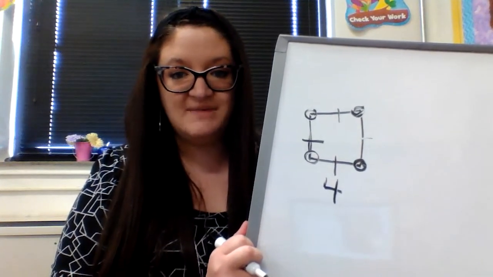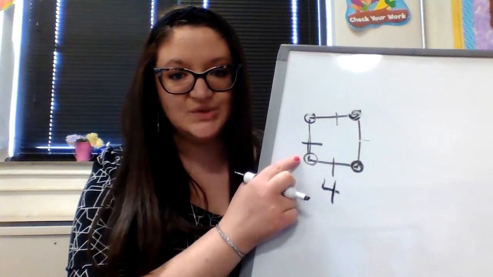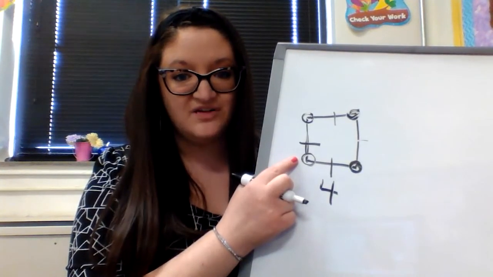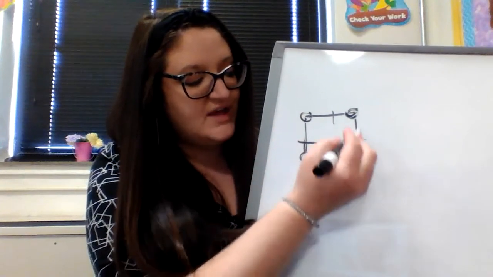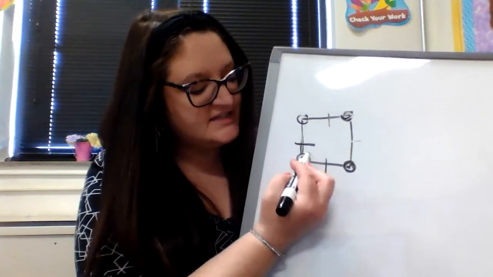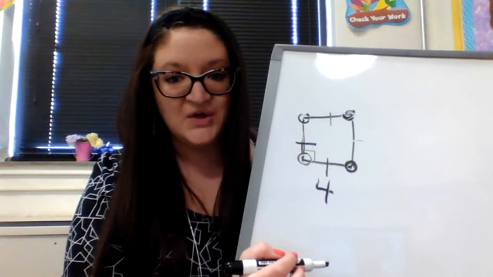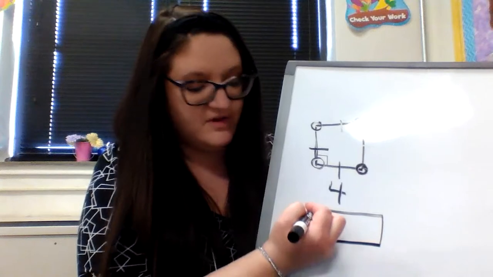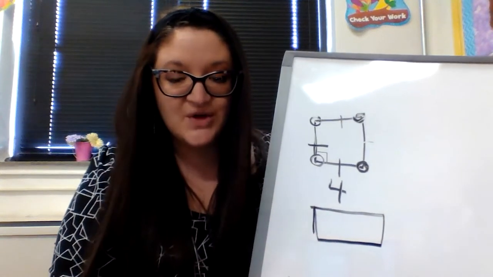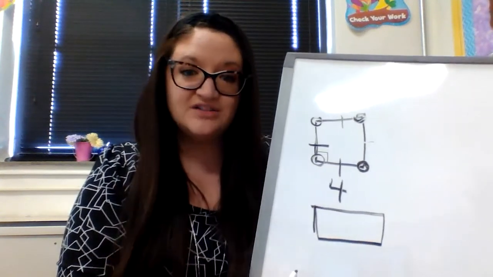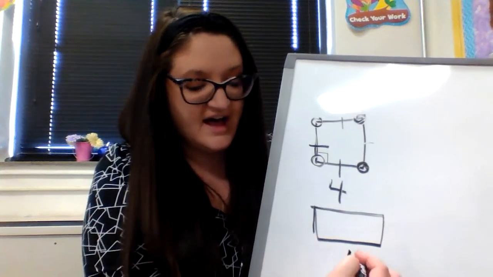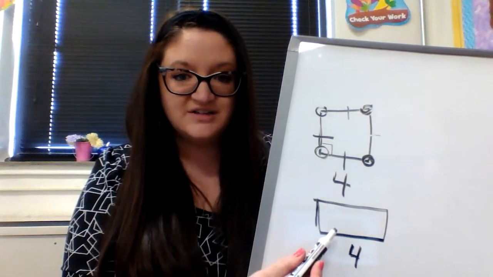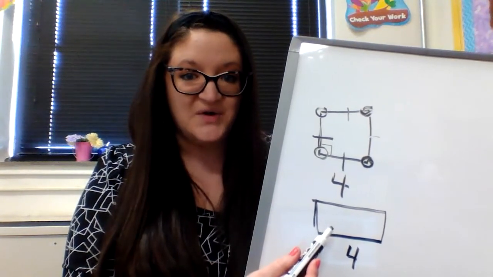Now, you might be thinking, well, this looks like a square. Well, it is. A square is a special kind of quadrilateral that has all equal sides and what we call a right angle, okay? But this shape, which you also might be familiar with, is also a quadrilateral because it also has the four sides and the four vertices. And do you know what this shape is called? A rectangle, okay?